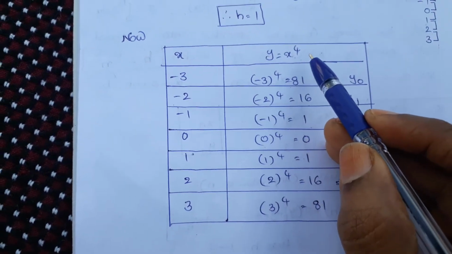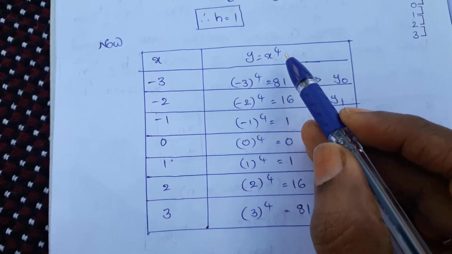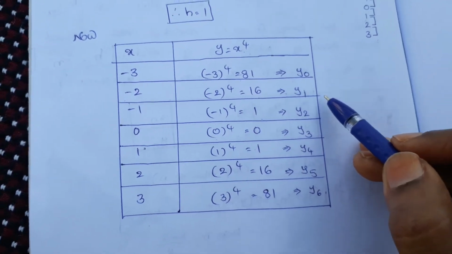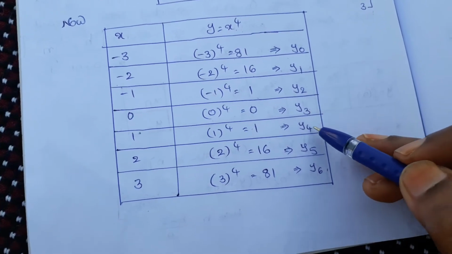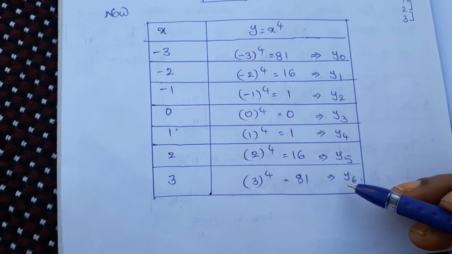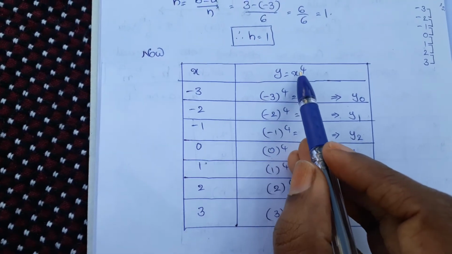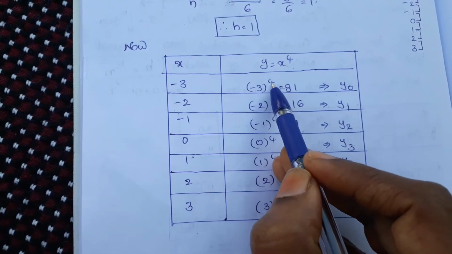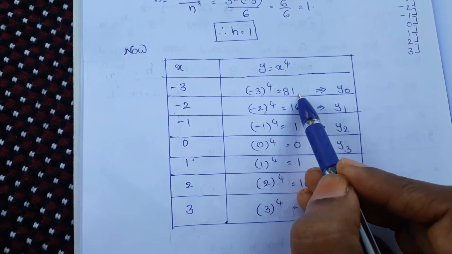y is equal to x power 4 is the given function. So we can find out the values of y0, y1, y2, y3, y4, y5, y6. Here put x is equal to minus 3 in the given function, minus 3 whole power 4. The function gives the value 81.